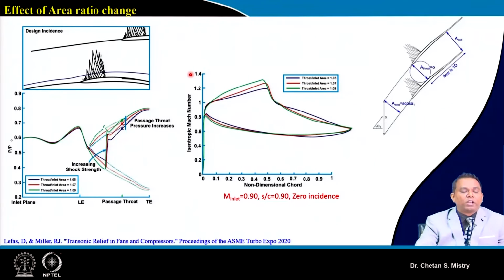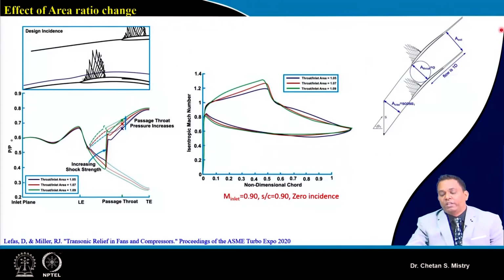Let us now look at what is happening with the change of area ratio. What we mean by area ratio is this: somewhere here we put this as my inlet area. This represents my minimum area, which is the throat area, and this is the exit area.